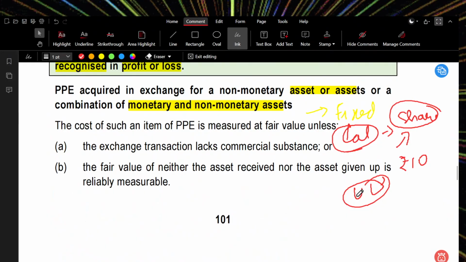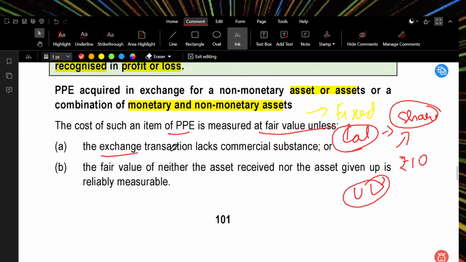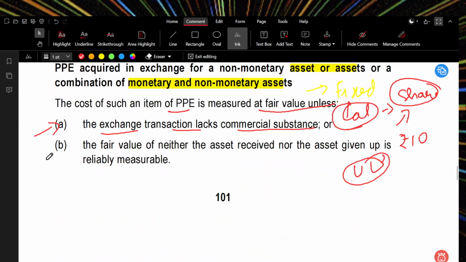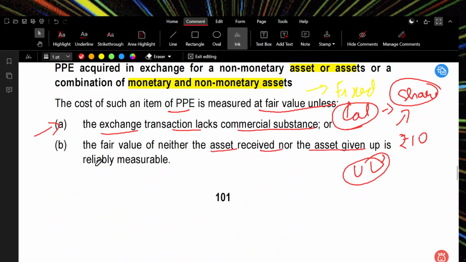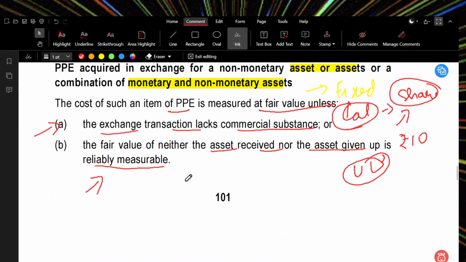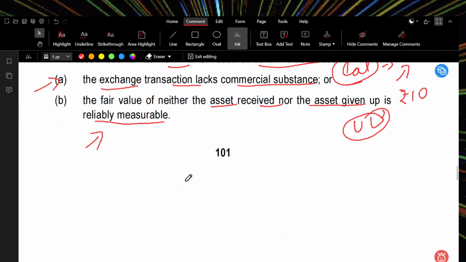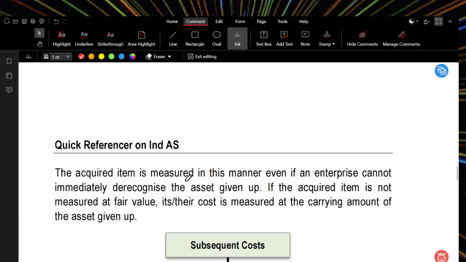The cost of such plant, property and equipment is measured at fair value, unless the exchange transaction lacks commercial substance. So if there is any exchange transaction, commercial substance is there. Now you'll see how it is commercially affecting a monetary and non-monetary asset, where the fair value of neither the asset received nor the asset given up can be reliably measured. So what is the asset he received, and whether it can be measured reliably or not. These are the things. It's fair value or not. That is taken into consideration.